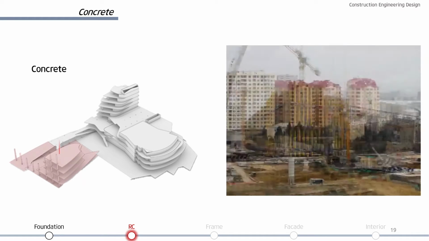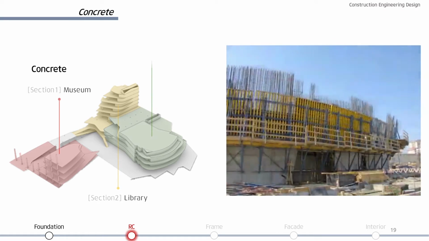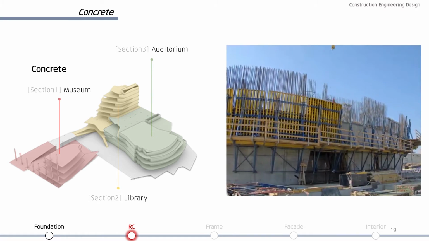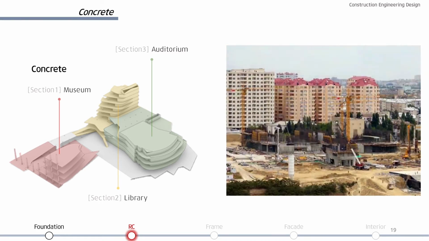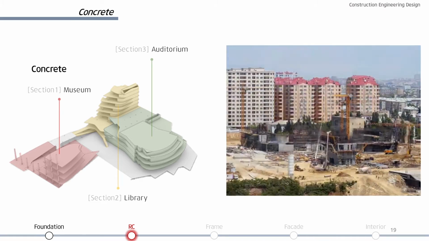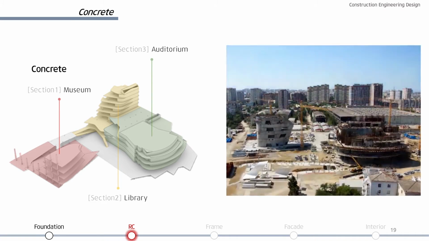The concrete structure is a support system made of simple concrete structures in a layered design to provide support for the flooring and walls of the building. This is typical in traditional building design, but the main focus of the concrete structure was on dividing the building into the three sections of the museum, library, and auditorium.